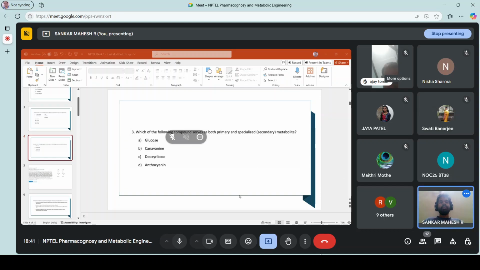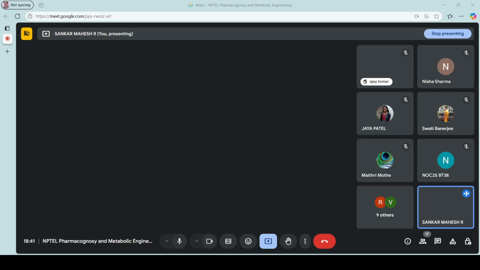Okay, so the answer to this question is canavanine. I hope you would have learned about amino acids. So canavanine is an amino acid that is very similar to arginine. The only difference structurally is that there is an O group here instead of a CH2. It's an amino acid.